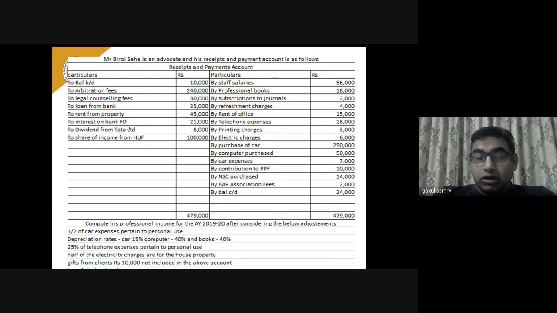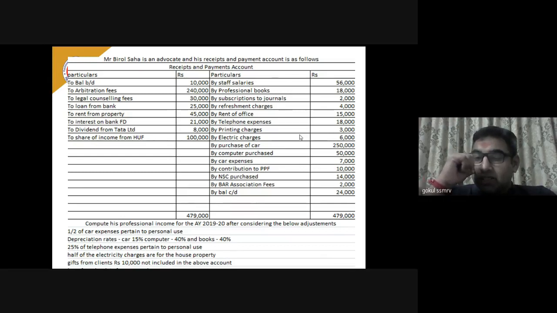Purchase of car 2,50,000. They have given the depreciation rate here. So 2,50,000 into 15 by 100 and into 1 by 2. Why? Because half, if you see the first adjustment, half of the car expenses pertain to personal use. That means to say 2,50,000 into 1 by 2 into 15 by 100.